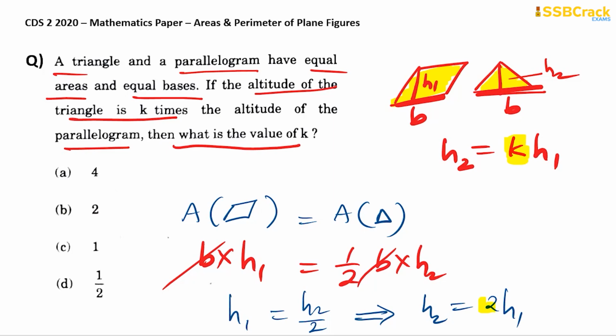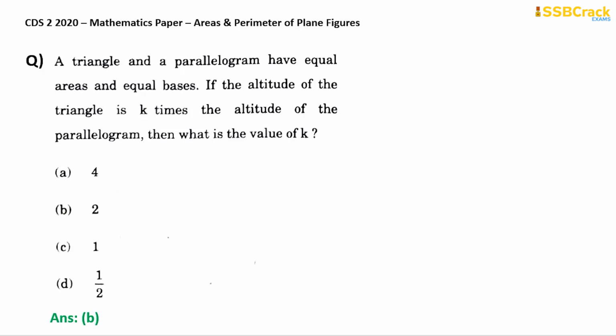What we obtain? K is equal to 2, and hence the key for this particular question was option B, right? I hope the solutions of all the questions that came in the Series 2 2020 Mathematics paper based upon the topic of areas and perimeters are clear to you.